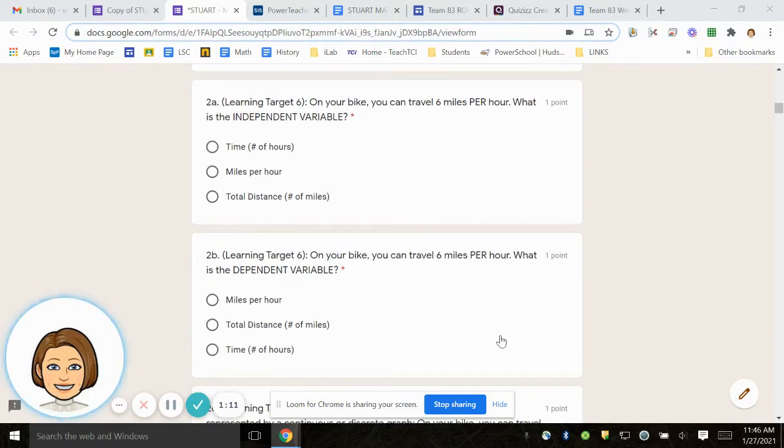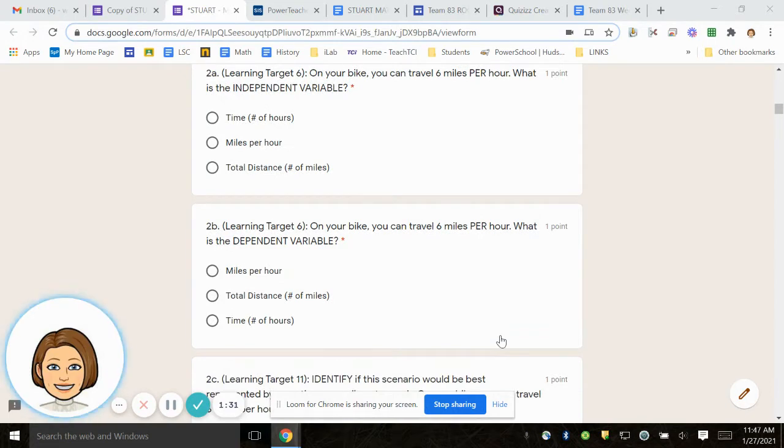Number 2A, on your bike, you can travel 6 miles per hour. What is the independent variable? Time, or the number of hours, miles per hour, or total distance, number of miles. 2B, on your bike, you can travel 6 miles per hour. What is the dependent variable? Miles per hour, total distance, or time in number of hours.